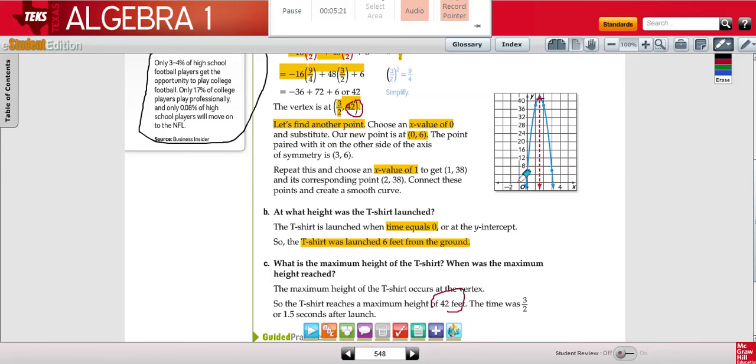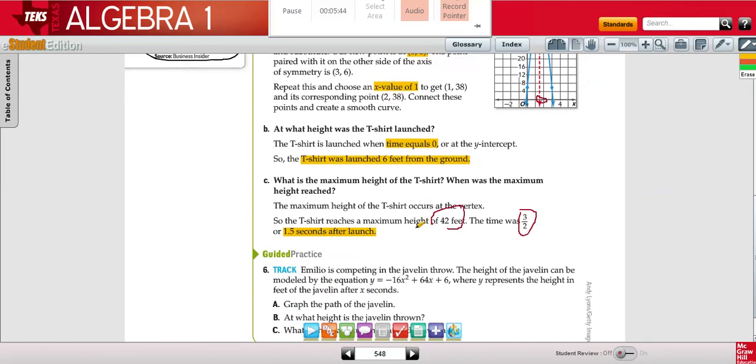And when did it reach that height? Well, use your vertex. When did we hit 42? We hit 42 at 3/2, which is 1.5 seconds after the launch. All of the information in this section came straight from our vertex, because our vertex told us what our maximum value was, and it told us when that maximum value occurred.